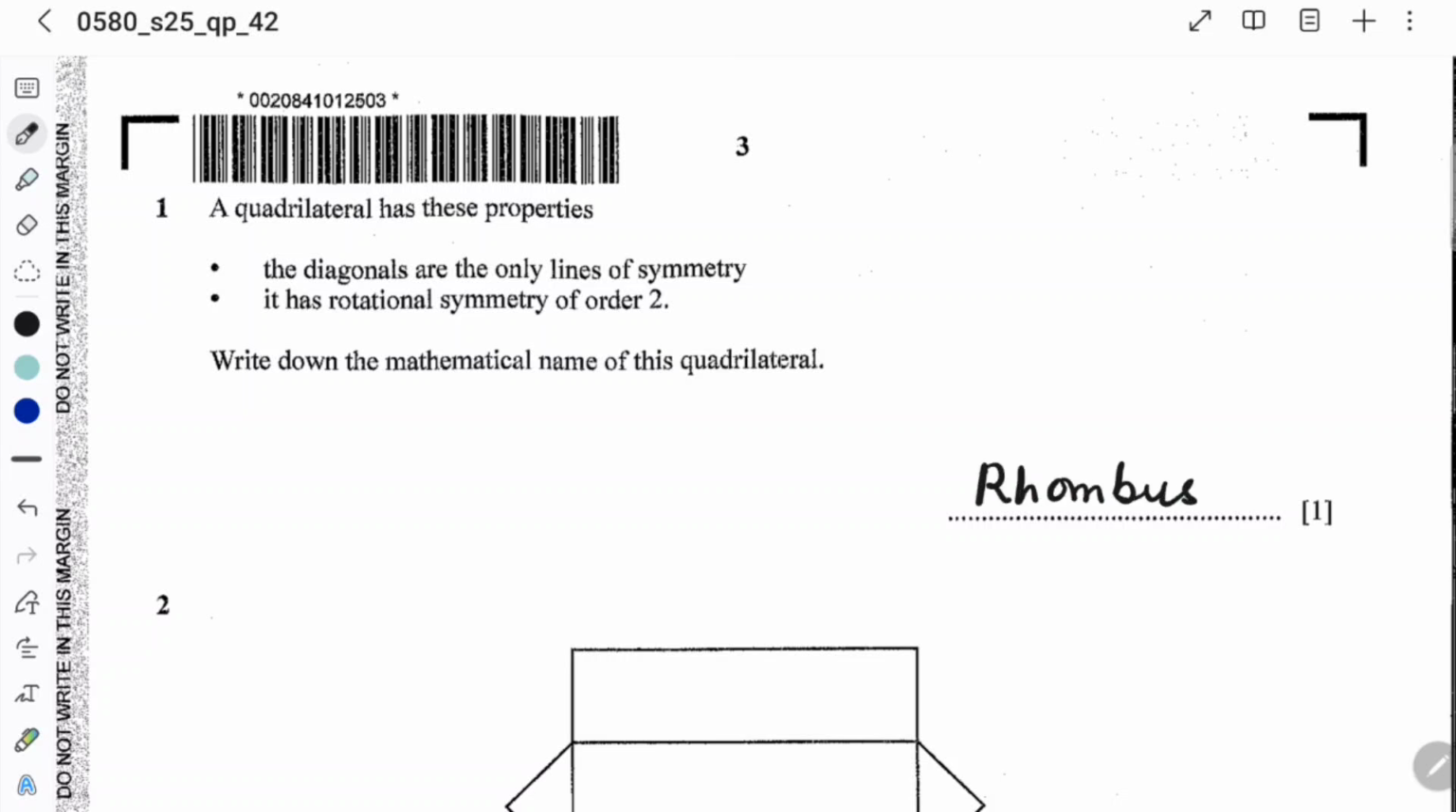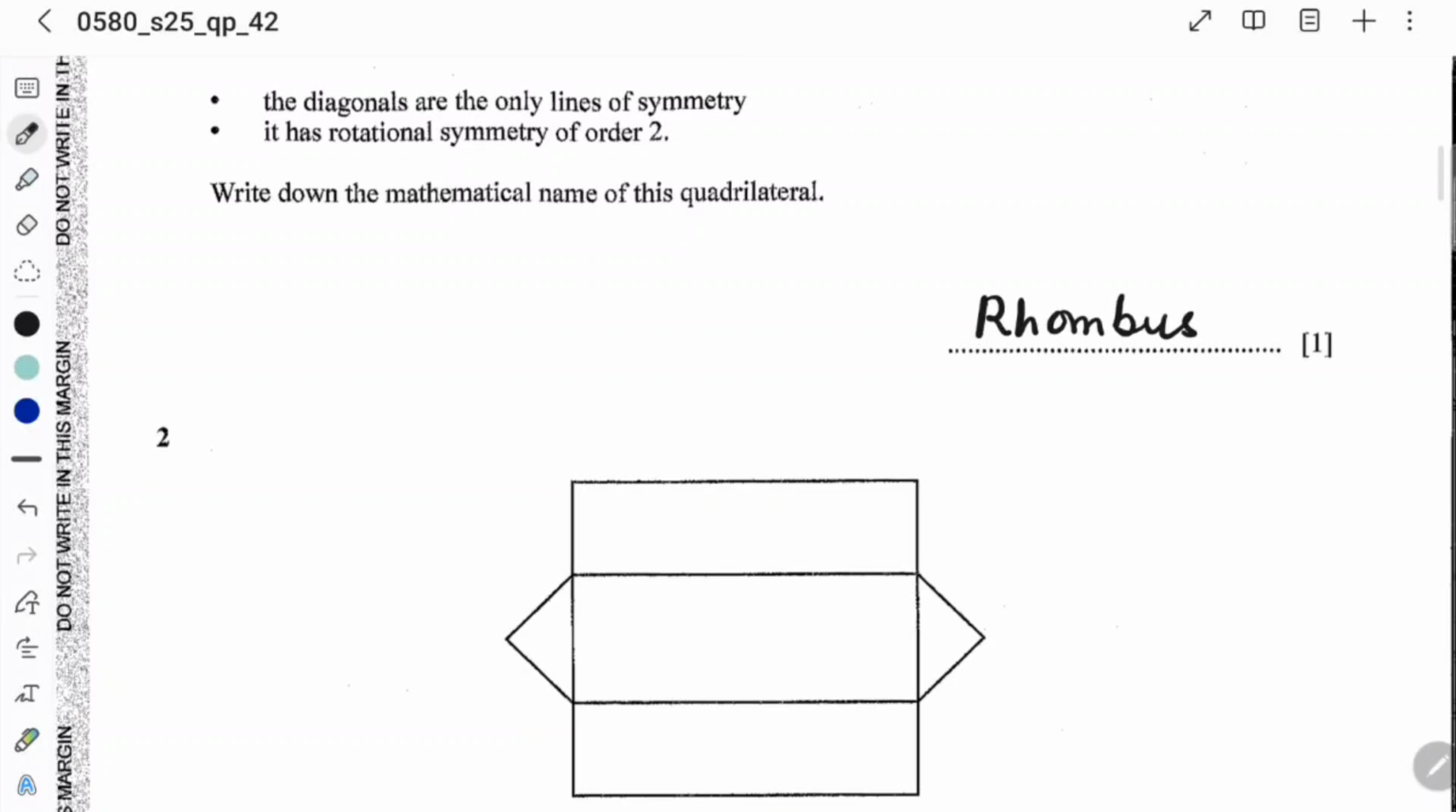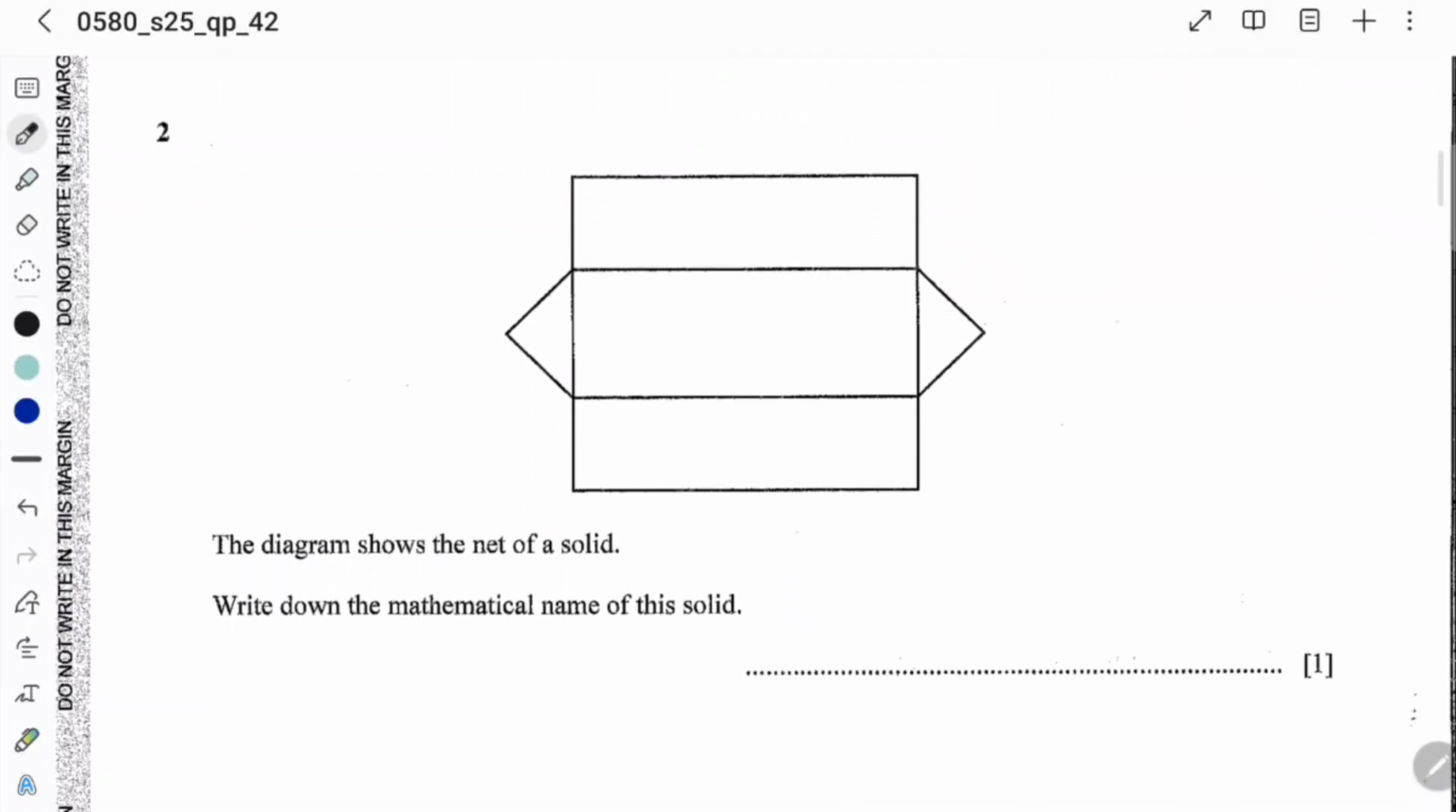That means there are two lines of symmetry, and these two lines are the diagonals, and each diagonal divides the rhombus into two mirror image halves. As the rhombus has exactly two lines of symmetry, both along its diagonals, it also has rotation symmetry of order 2, which means if you rotate it 180 degrees, it looks the same. So it was a rhombus, which is a quadrilateral.